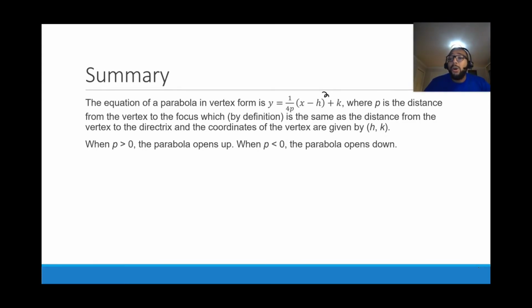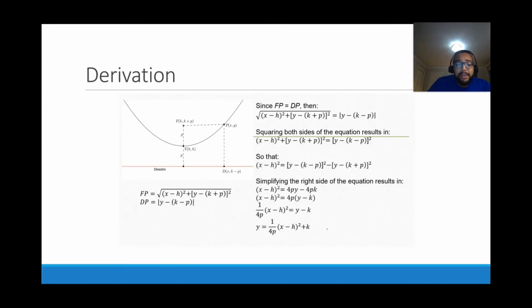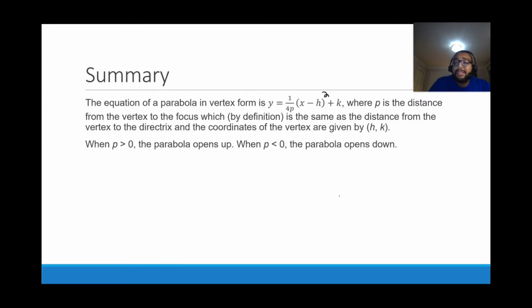Now, it all depends on your focus. When p is bigger than 0, the parabola opens up. When p is less than 0, your parabola is opening down. So the biggest thing here, this looks the same as our vertex form, except that this 1 over 4p is now being replaced by our value of a.